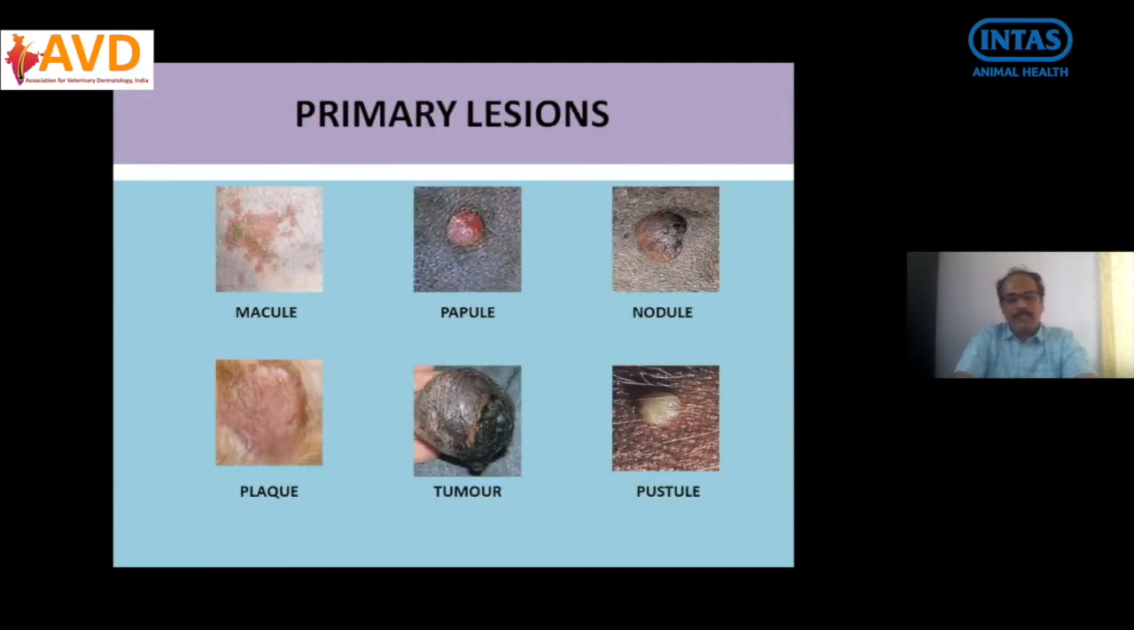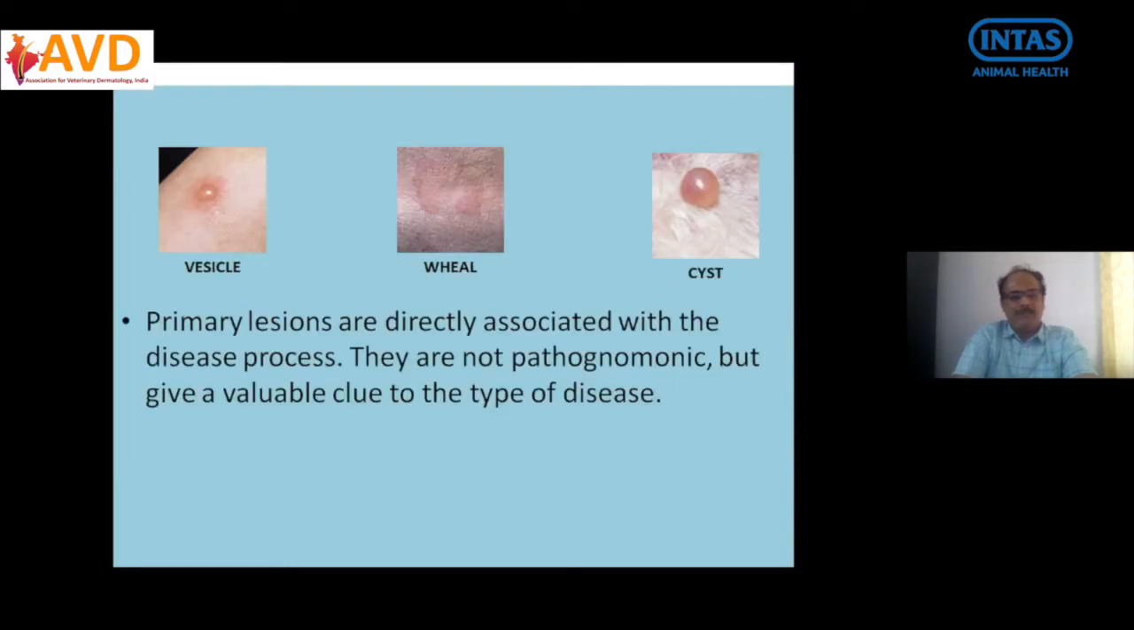Then there are basically two types of lesions in each dermatological case. One is primary lesion, which is directly associated with the disease process. It is not pathognomonic, but it will give a clue to the disease process. And this includes various conditions like macule, papule, nodule, plaque, tumor, pustule, vesicle, wheal, cyst, etc. So these are all primary lesions which are directly associated with the disease, but they are not pathognomonic.